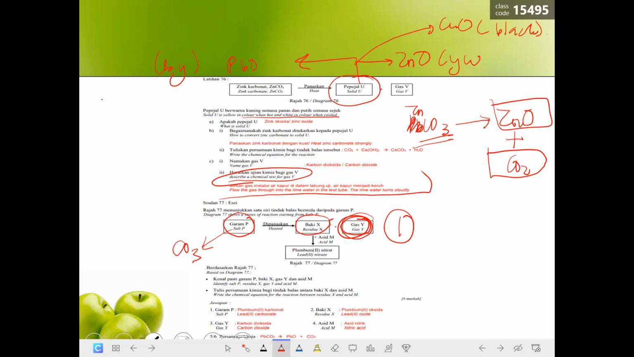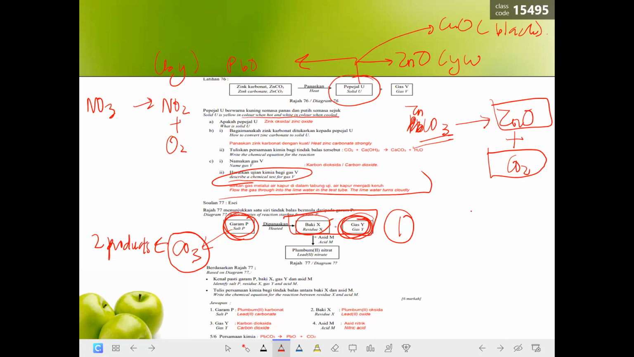If it's nitrate, I must have 2 gases: nitrogen dioxide and oxygen. Remember, 3 products. If it's carbonate, I only get 2 products. Is it correct? I'm having 2 products here. That means to say my salt P must have what, class? It must have carbonate or nitrate? Carbonate. Okay, very good. I must have carbonate. Okay, follow teacher.